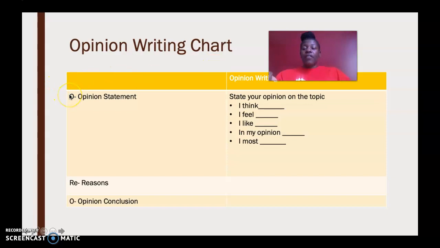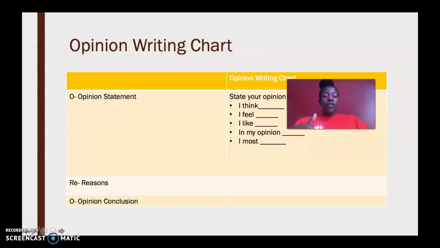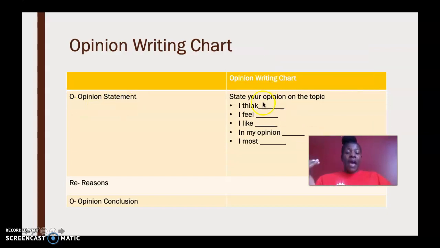Remember, we use the acronym OREO, O-R-E-O. The first O is for your opinion statement. And those were the sentence frames that I just went over. The very first thing in your paragraph, you would start with I think, I feel, I like, in my opinion, or I most. Not all of them, just choose one.